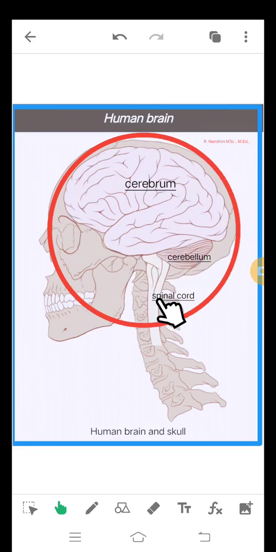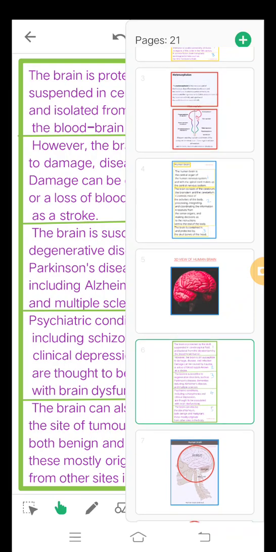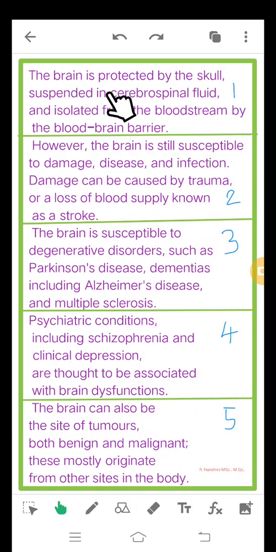See, this is the human brain. Cerebrum, cerebellum, spinal cord. This is the structure of the human brain. It is protected by the head portion of the human skull. In between the human brain and skull there is a fluid named cerebrospinal fluid. See, the brain is protected by the skull, suspended in cerebrospinal fluid, and isolated from the bloodstream by the blood-brain barrier.